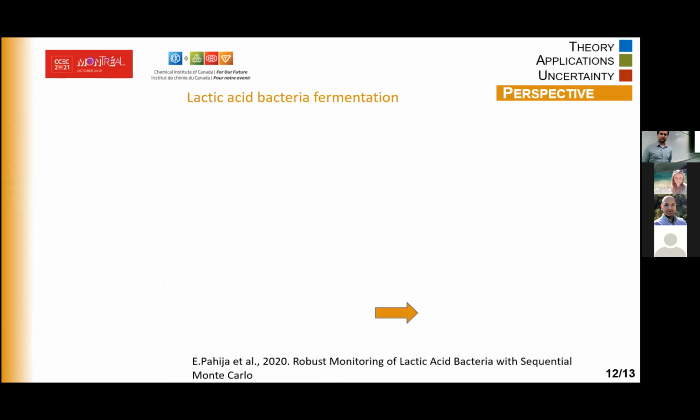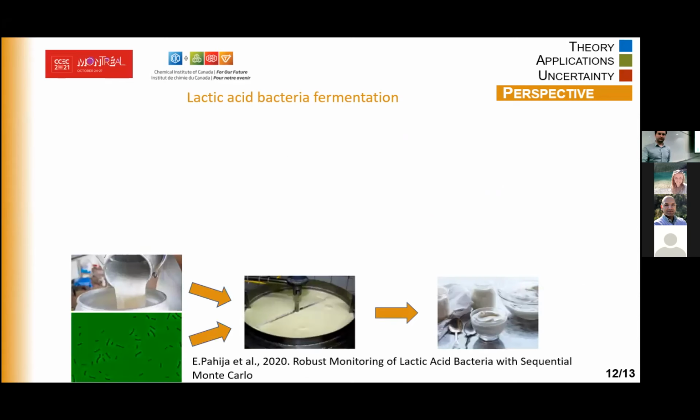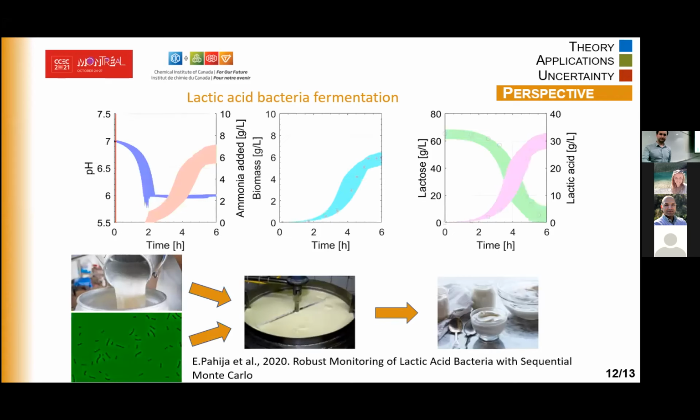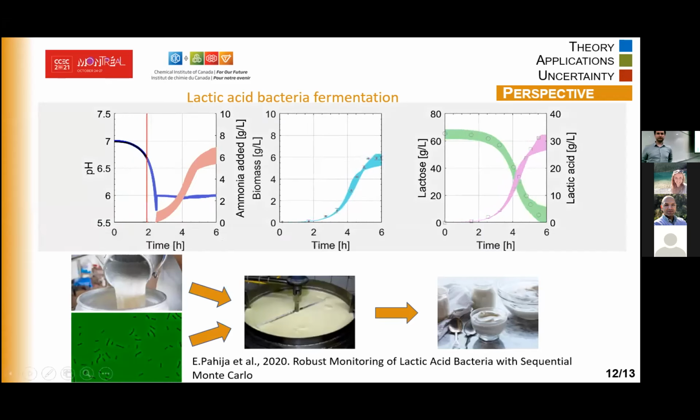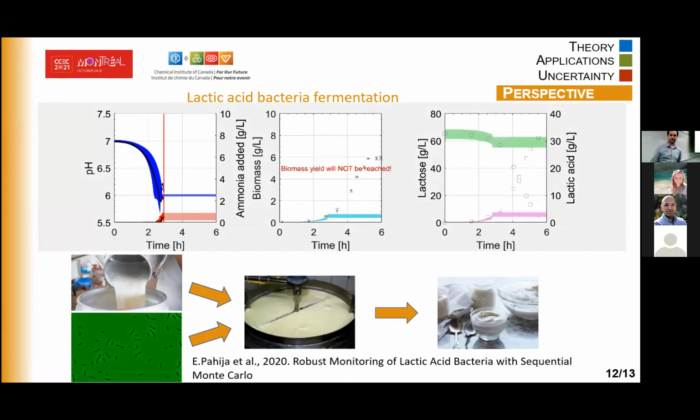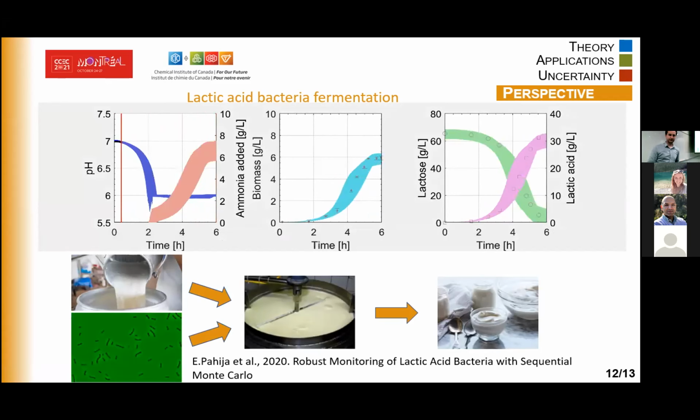Finally, I wanted to show also a more complex problem with lactic acid bacterial fermentation, used for yogurt production, for example. To do that, we again simulate over time, so still in dynamic mode, and we can see how the uncertainty is dropping, especially for the output variables on the right-hand side, which are the biomass concentration, lactose and lactic acid.